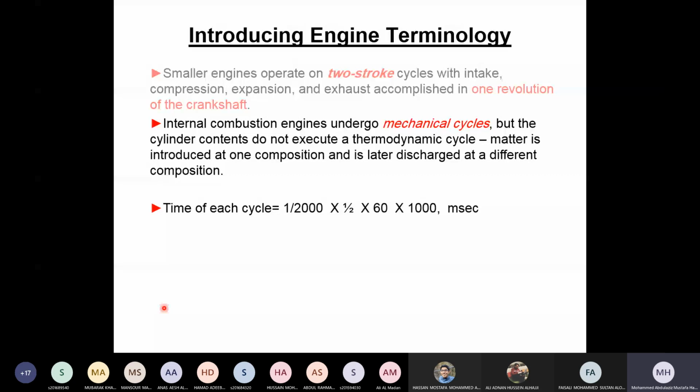Okay, let me do some practice with you now. Can I ask you to calculate the time for each cycle? How long does each cycle take? 1 second, 1 minute, 1 hour, or what? Smaller than a second. Smaller than a second, that's good. But can you calculate it or not?